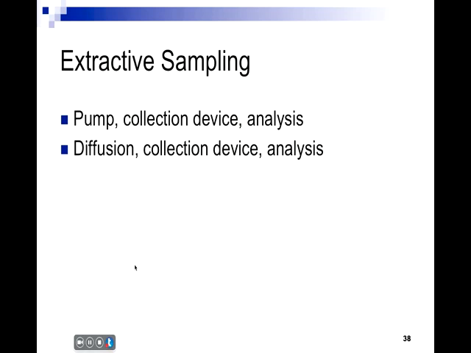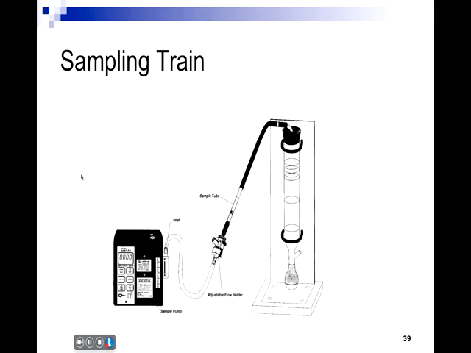And the second is a passive sampling technique, and by passive sampling, you're relying on passive diffusion. So this uses diffusion, a collection device, and some type of analysis later. This is a typical sampling train, and this is a picture of one that's being calibrated, but this has a pump, some Tygon tubing, and some kind of a filter. And what you do is you'll be pulling air through that filter.